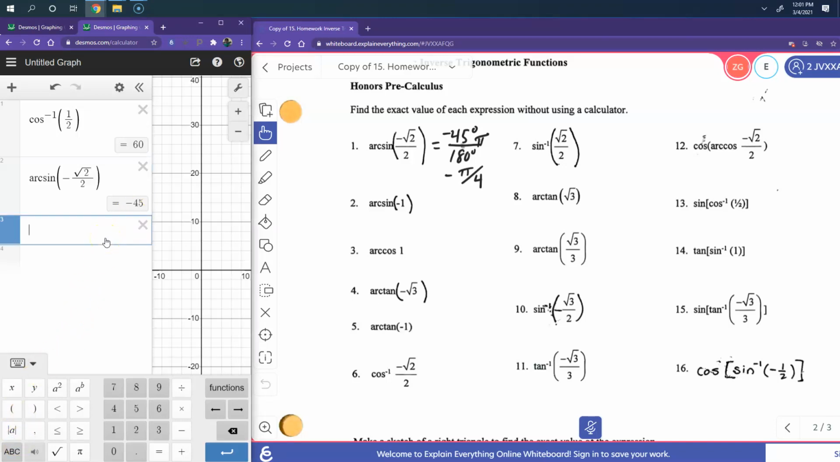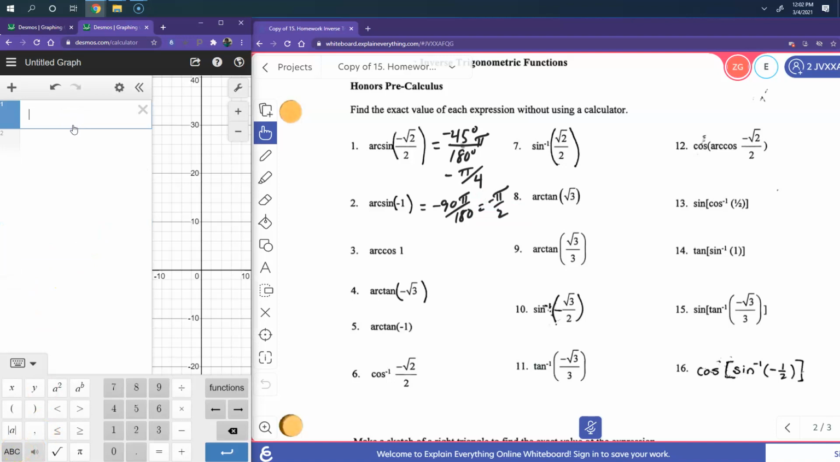Number 2, we're going to do arcsine of negative 1, which gives us negative 90. What I'm doing is converting it into radians. So you have negative pi over 2. We're going to find the arccosine. We have arccosine of 1. That gives you 0 degrees or 0 radians.